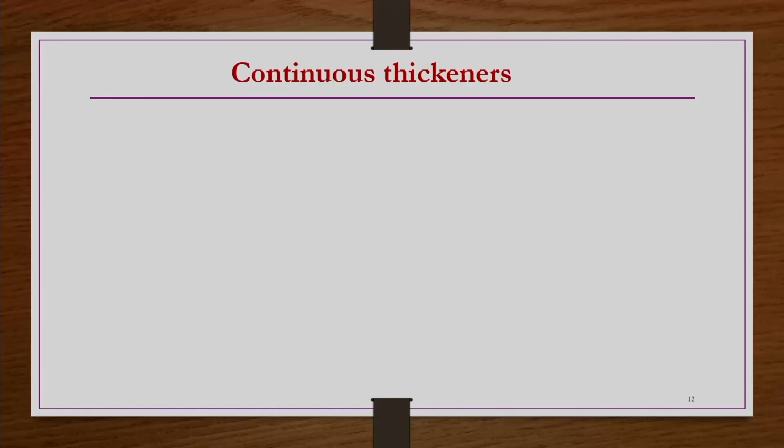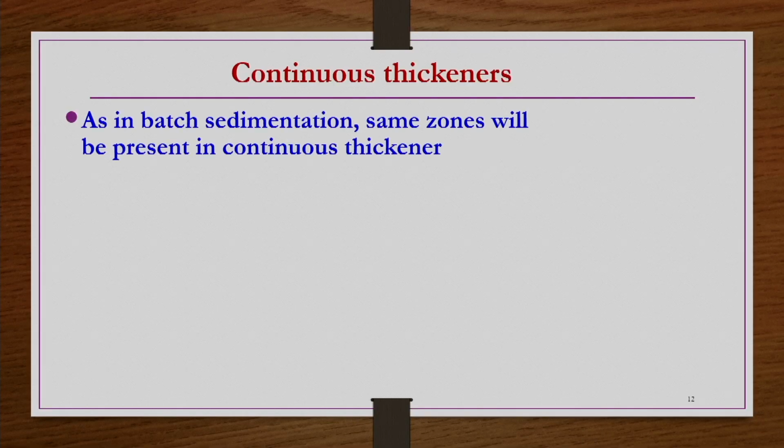Indeed, the B zone will not be there in suspensions having wide particle size distributions. So, that is what we have seen about flocculation and batch sedimentation. Now, we see continuous sedimentation, or continuous thickeners. What happens here? As in batch sedimentation, the same zones will be present in a continuous thickener also.